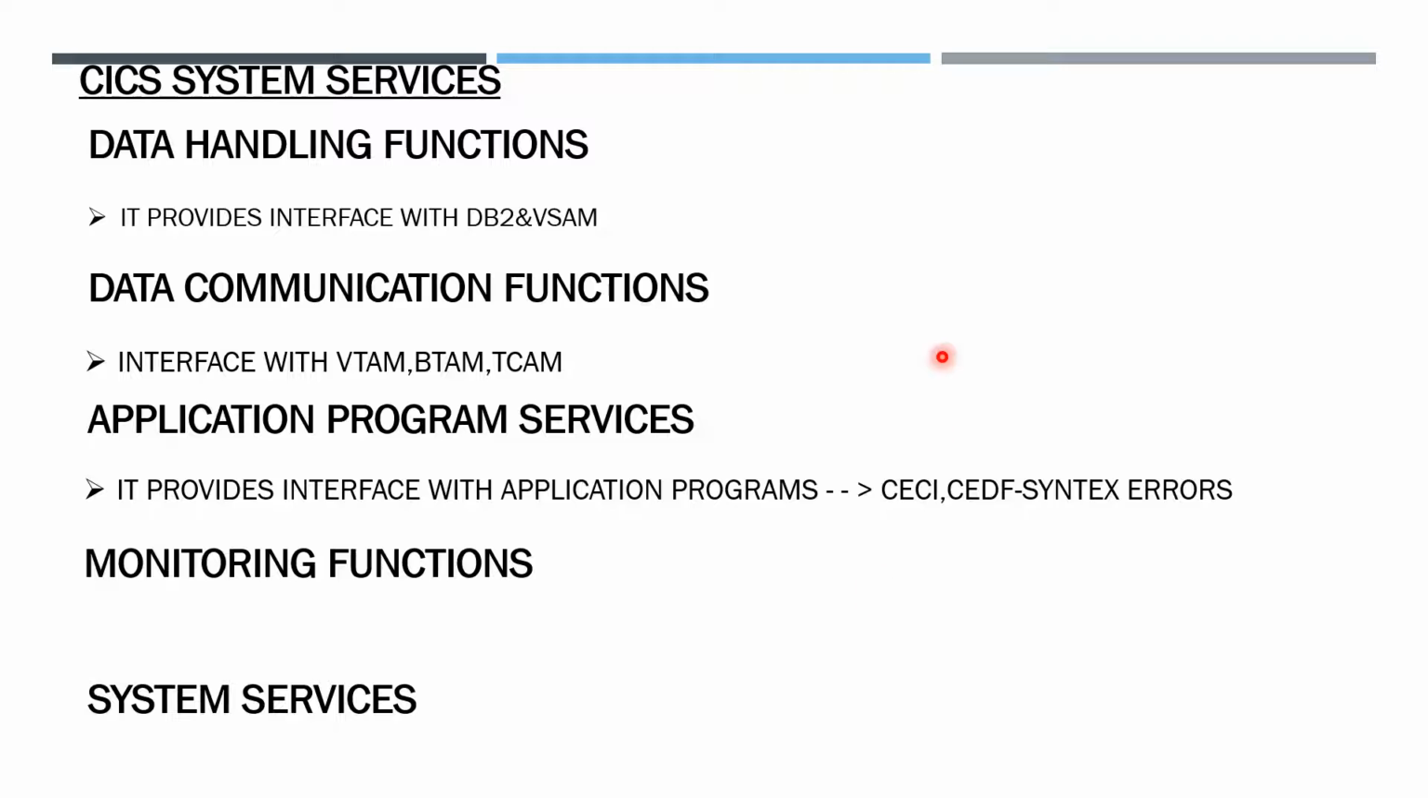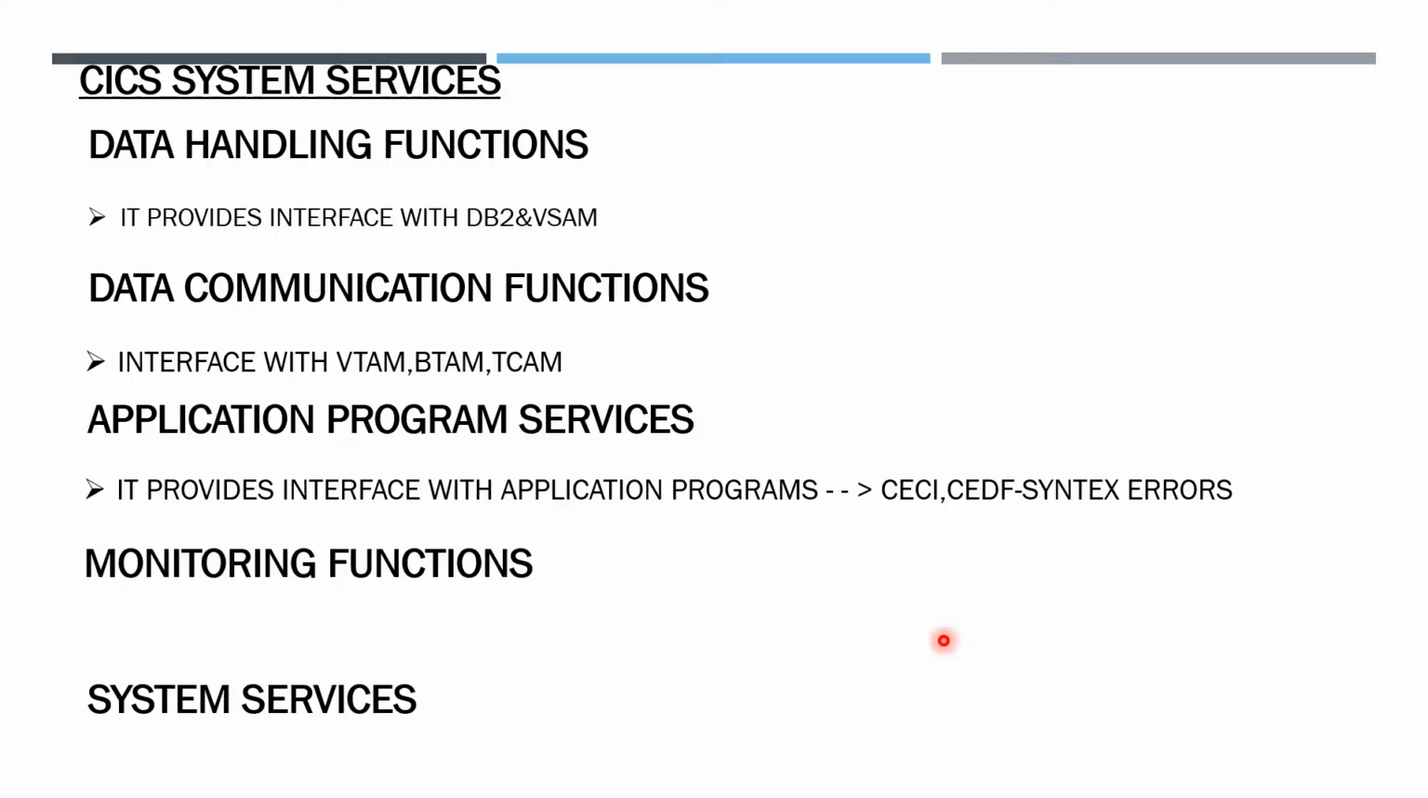What is the job the CICS execution command interpreter performs? For CICS to interface with a Python application, the command interpreter will convert the CICS commands into Python language. It will perform the role of a translator, so it is termed the CICS execution command interpreter.